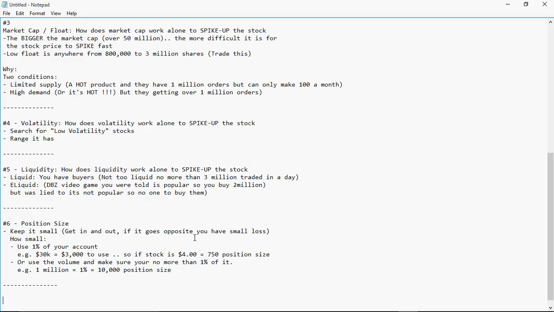Okay, also if it goes in the opposite direction, your loss will be small, and that's something that beginners don't consider. They don't consider that, hey, it could go in the opposite direction. And it's like Russian roulette. Everybody is focusing on the amount of money they're going to make if they win, but nobody is focusing on the amount of money they're going to lose if they lose.